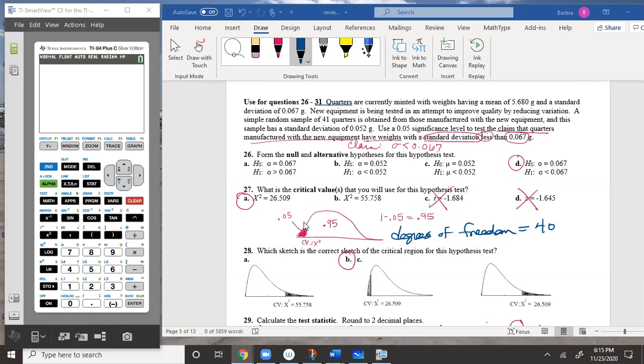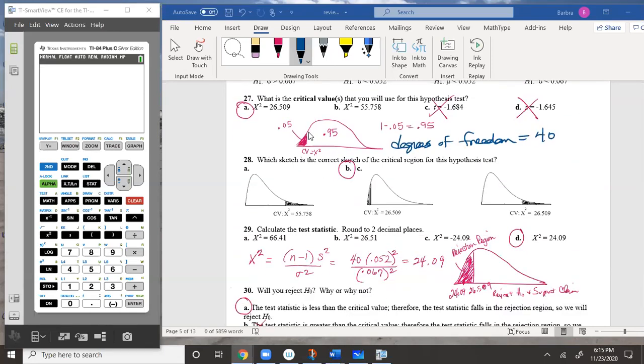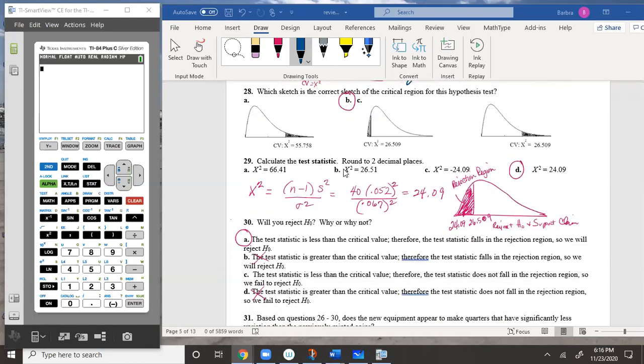We got a sketch already. That's a left-tailed test. And the critical value is 26.509 to the left. So the correct answer for 28 is B. 29, calculate the test statistic.